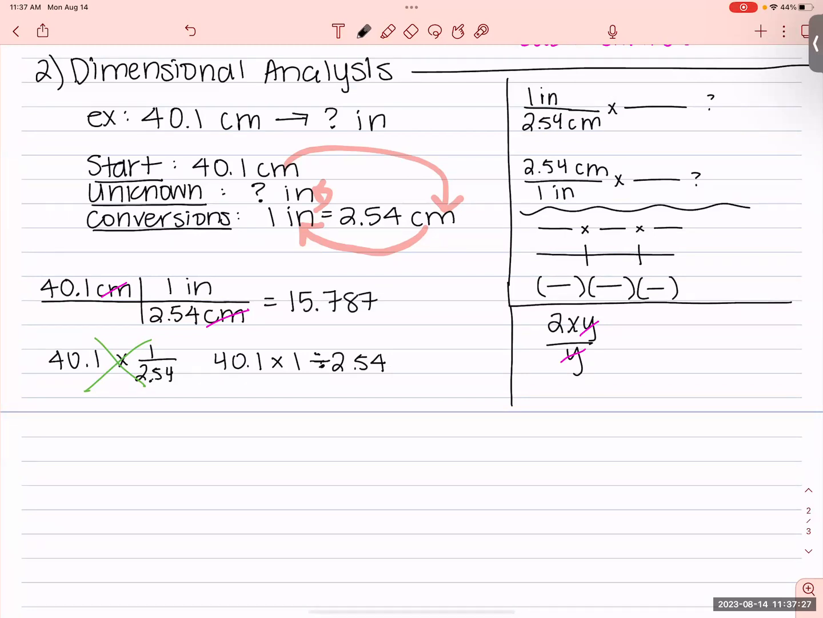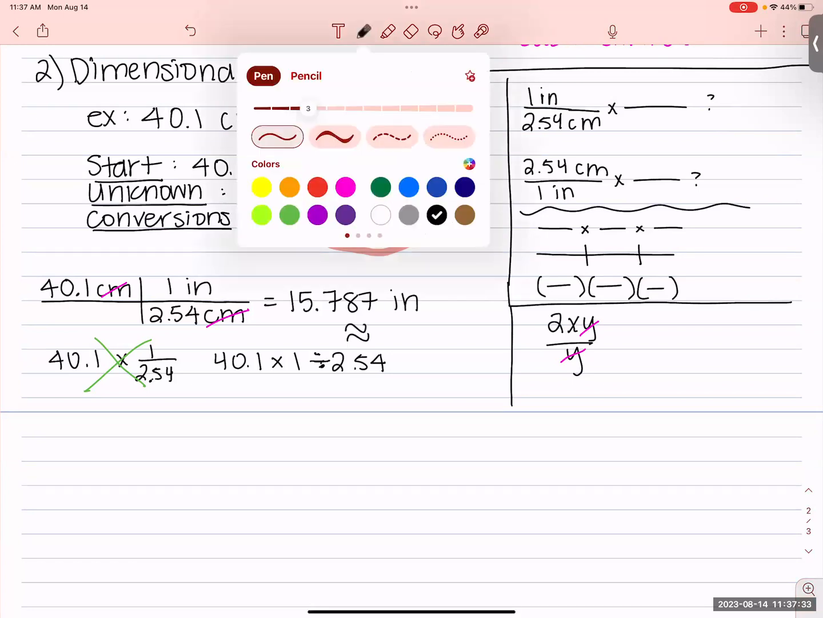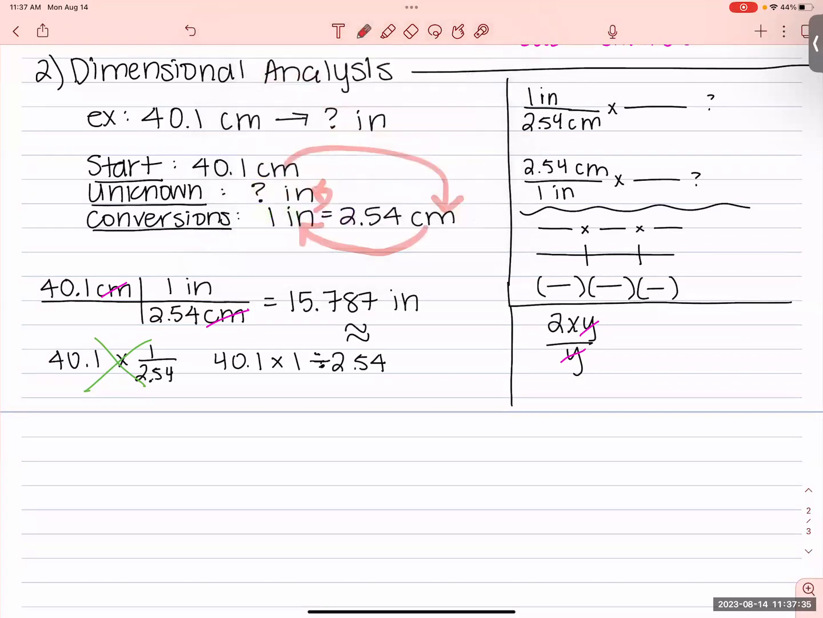So this is basically what I get. I'm going to use my inches here. And then we're going to round for significant figures. So if I'm doing multiplication and division, what sig fig rule am I going to use? We're going to look at the number of sig figs. So 3 sig figs for my starting number. This one is infinite sig figs. This particular conversion is infinite sig figs because this is exact.